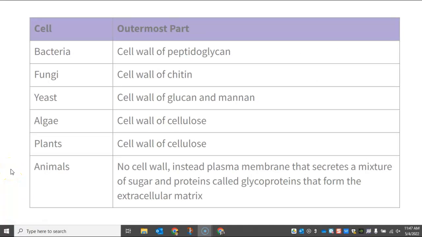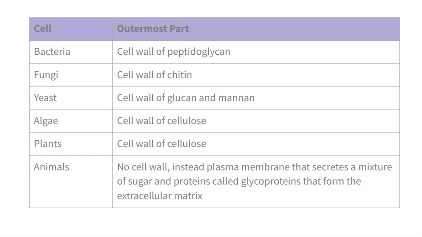Last but not least, we have the outermost part of all of these cells. So in bacteria, they do have a cell wall. It is made up of peptidoglycan. In fungi, they also have a cell wall. It's made of chitin. Chitin is the same thing that is made up of an insect's exoskeleton. You know when you like step on a bug and it makes that crunchy sound? That's chitin, and that's what fungi's cell wall is made up of.